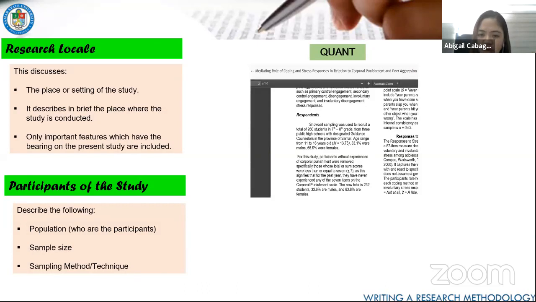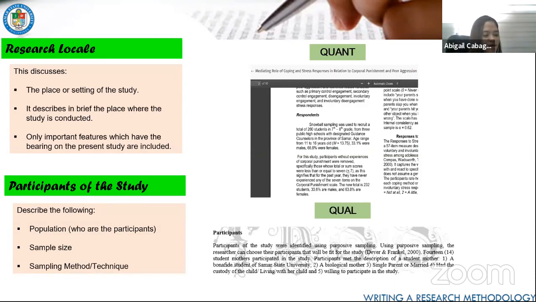So I have here an example. I'll be using the same paper of Ma'am Guerra. So in the respondent section, she mentioned snowball sampling. She also mentioned the range of the age of the participants. And then the total number of participants.